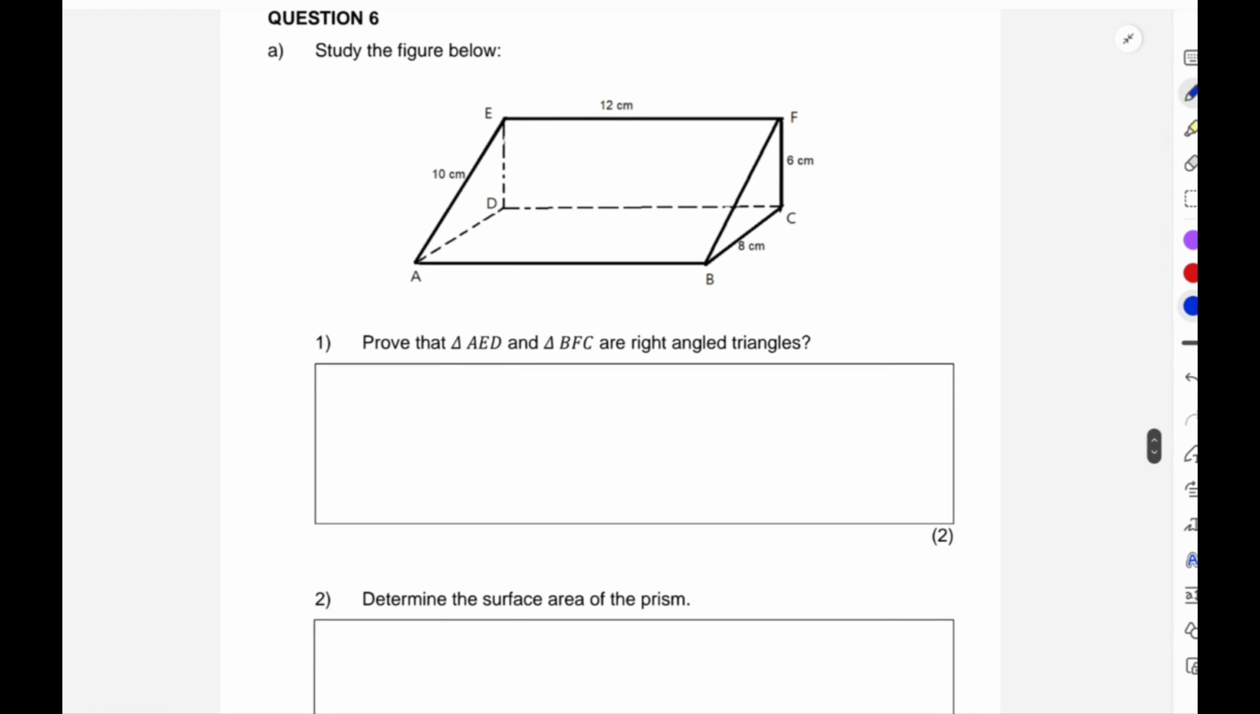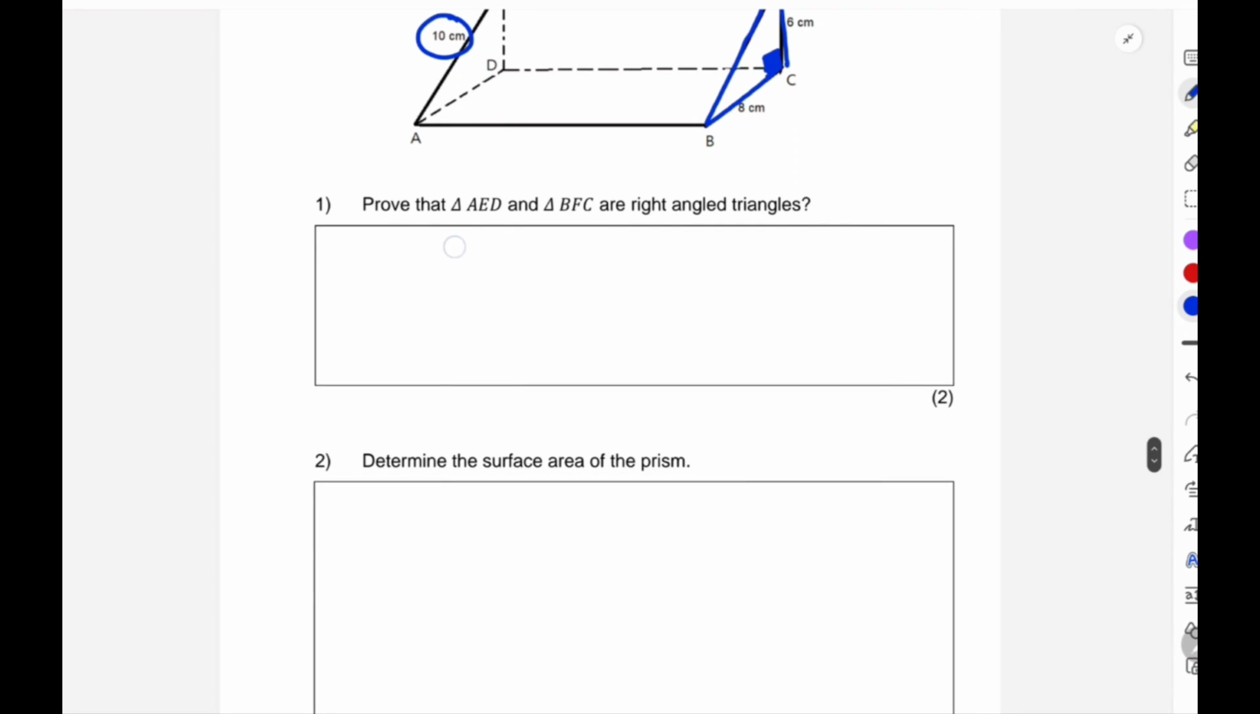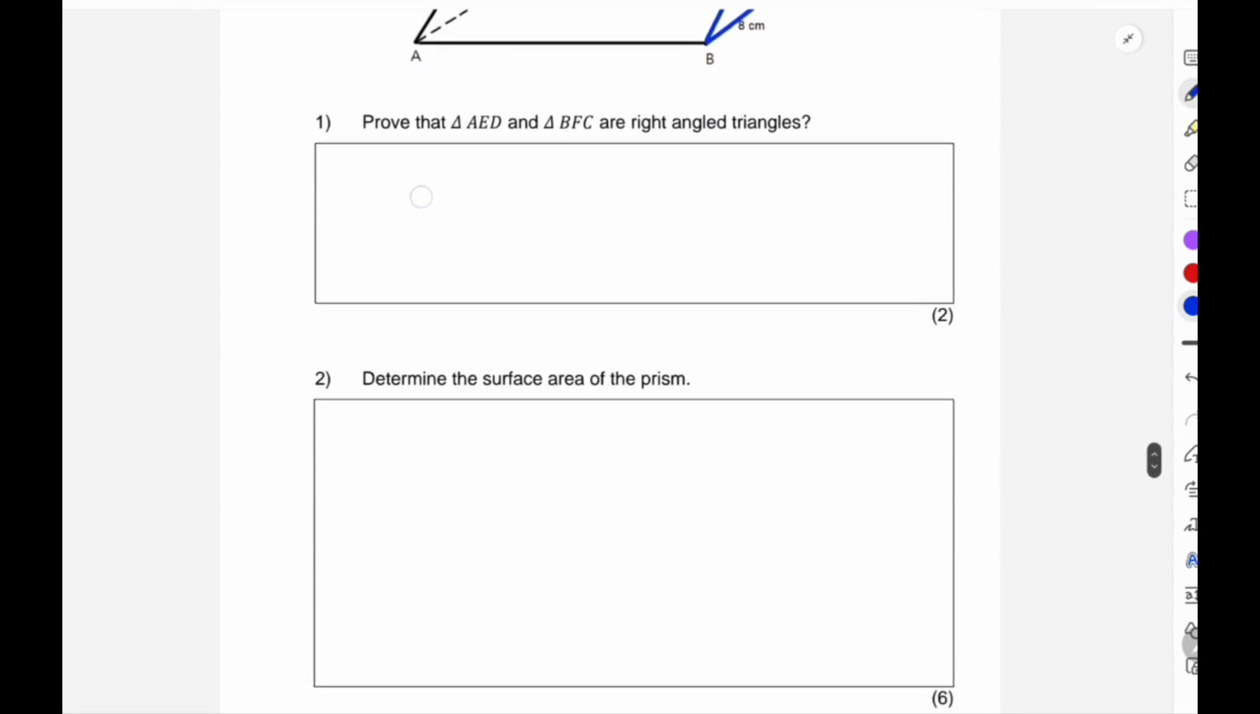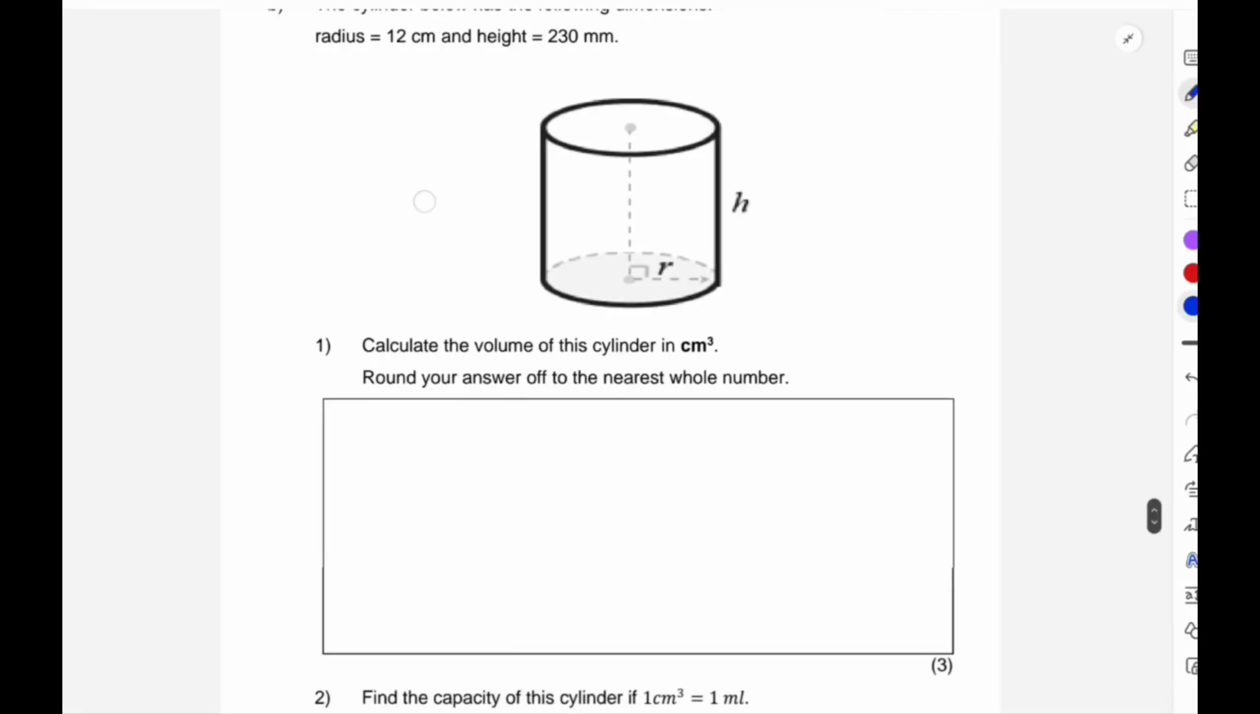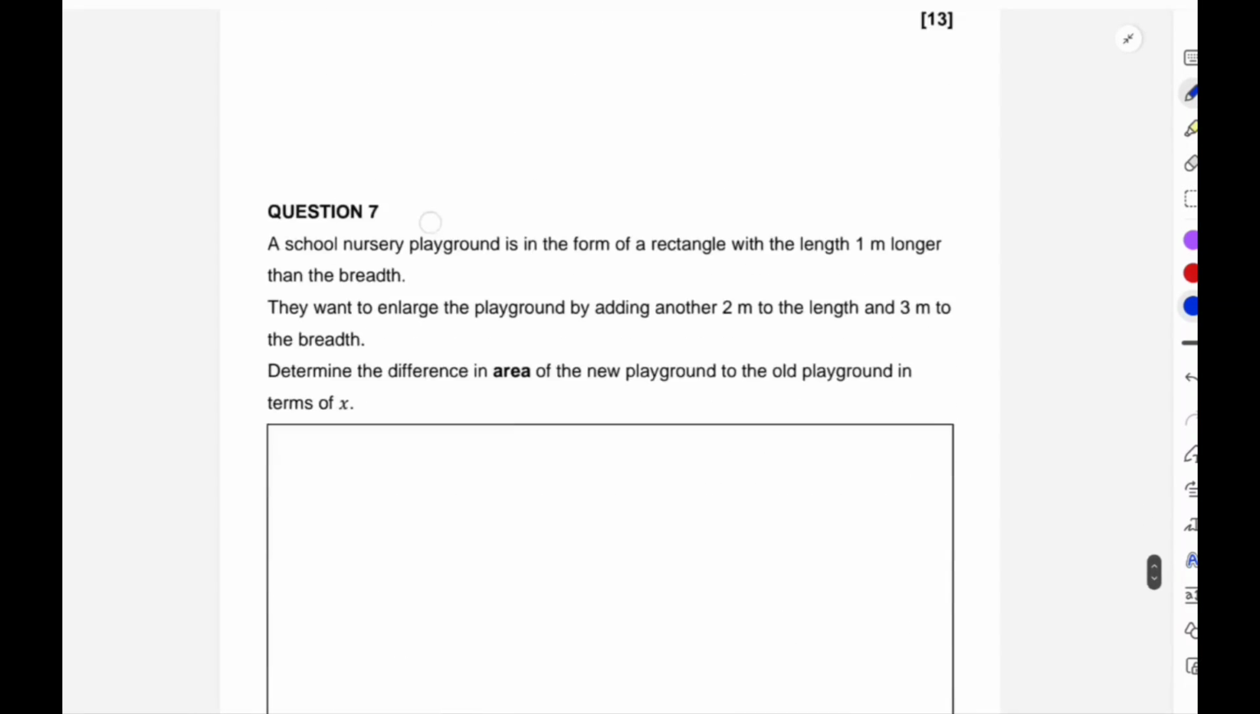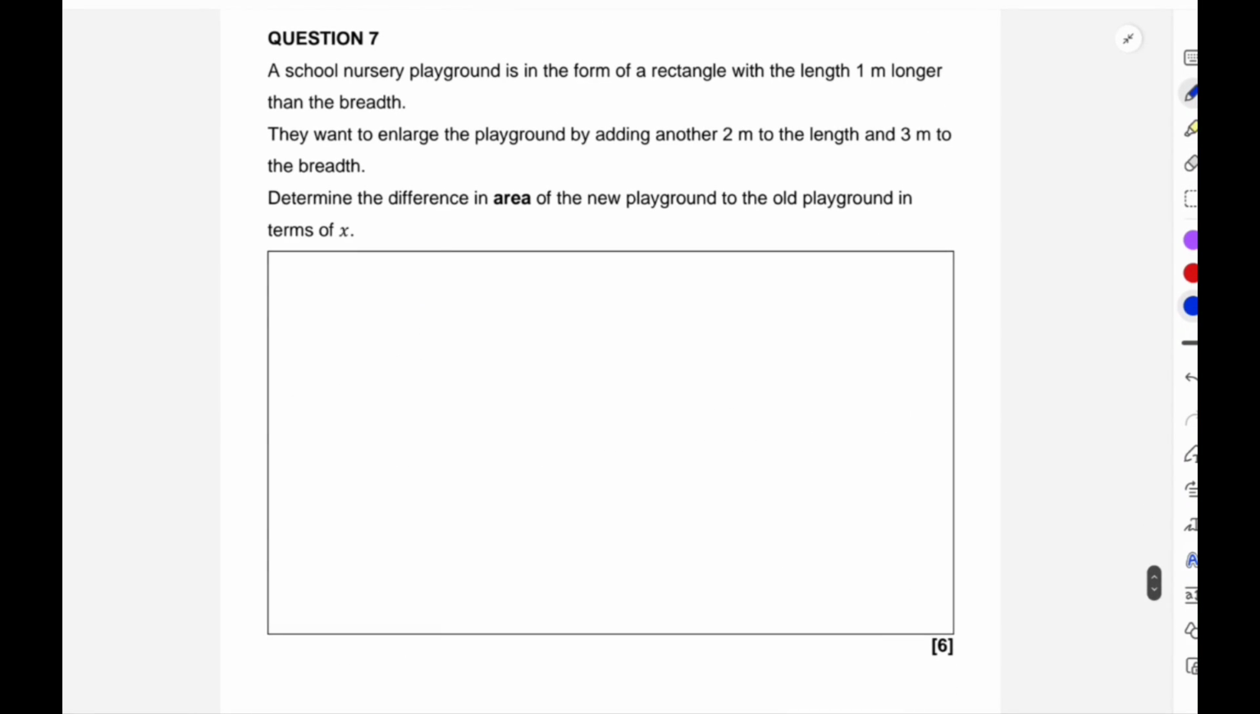Okay, question 6. Study the figure below. Prove that triangle AED and triangle BFC are right-angled triangles. So again, if you look here, I can immediately see this is Pythagorean triplets. 8 squared plus 6 squared should give me 10 squared, which is there, 10 as well. So 6 and 8 and 10, I'm just going to go quickly because I have done this in a previous video. Determine the surface area, I've done the cylinder. I'm just going to skip through.